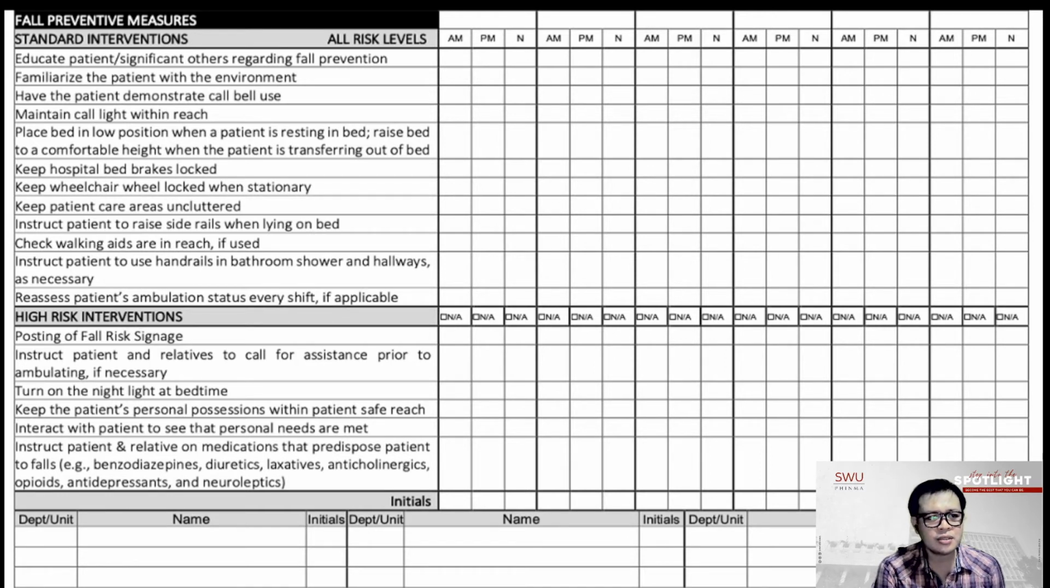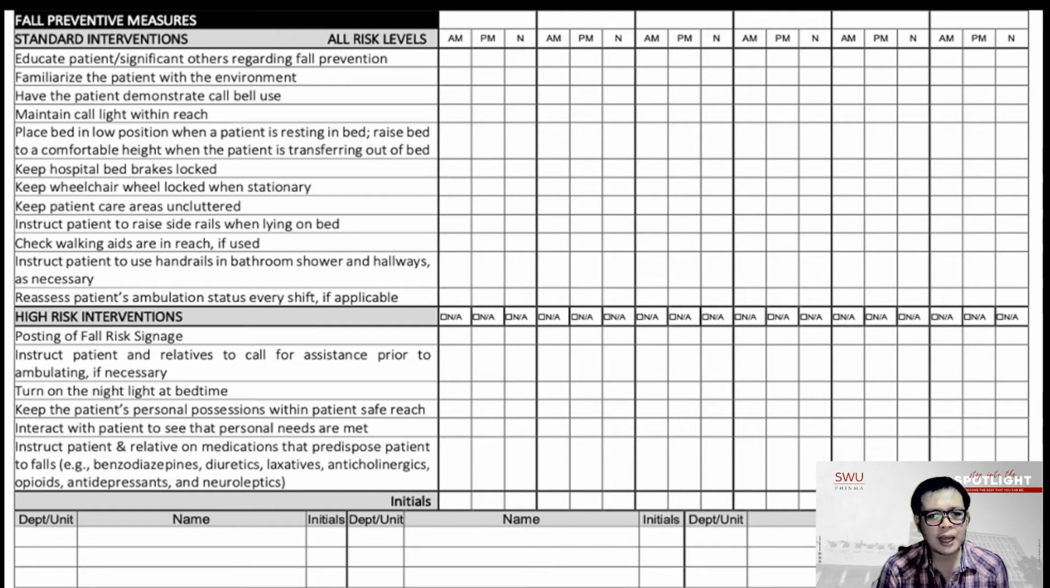Standard interventions has something to do with different criteria. As you can see, the first criteria is to educate patient or significant others regarding fall prevention. And what are we going to do on that? You can see that there is a box in the next column. Let's say in my AM shift, I was able to educate patient or significant others regarding fall prevention, knowing that my patient belongs to a low risk for fall. Low risk, then again, moderate risk and high risk comes along with the standard interventions.